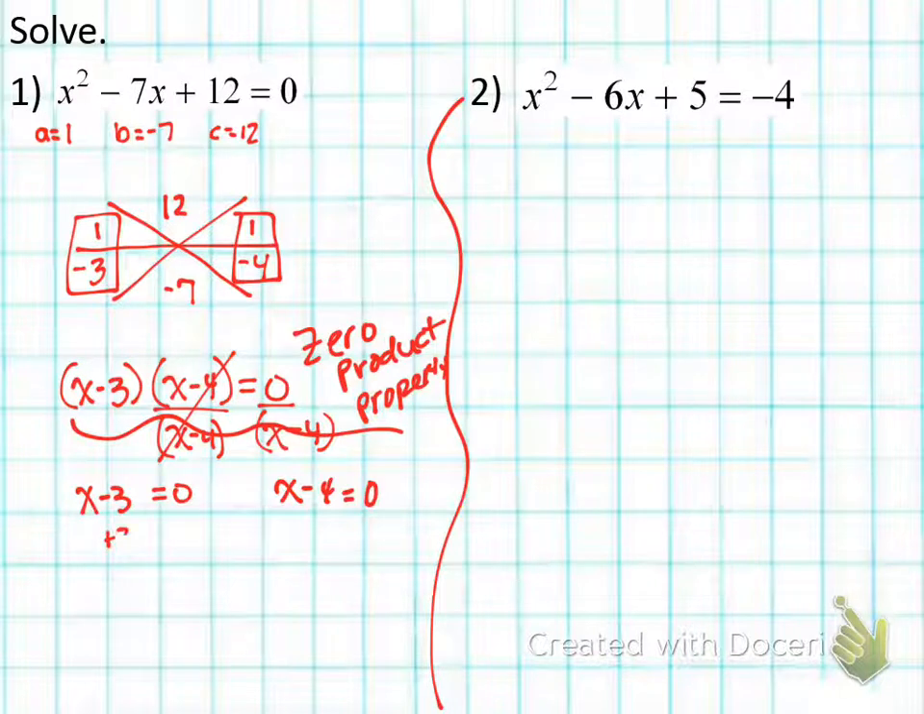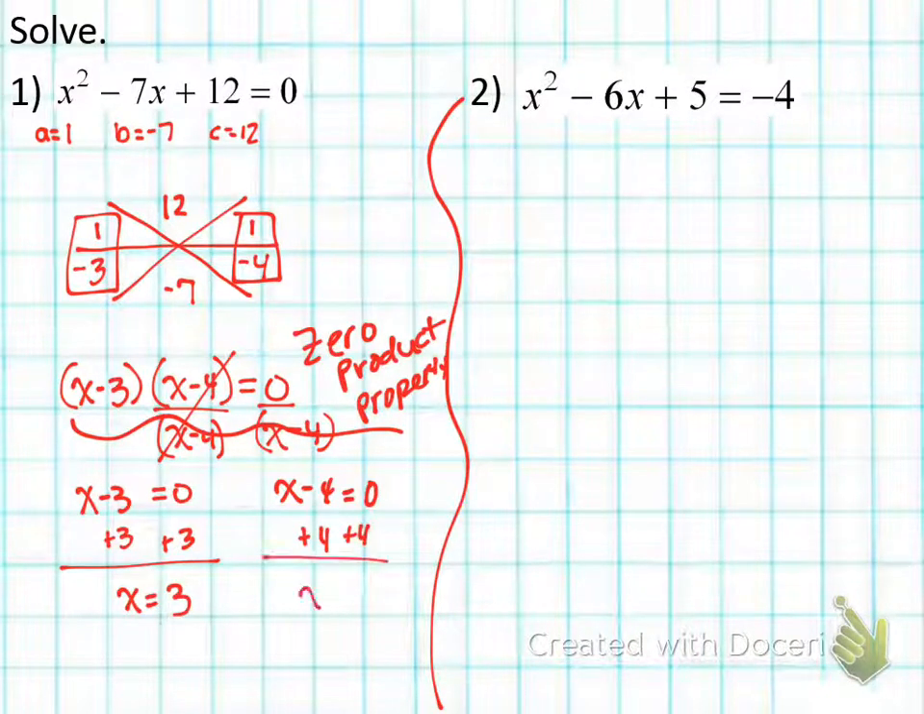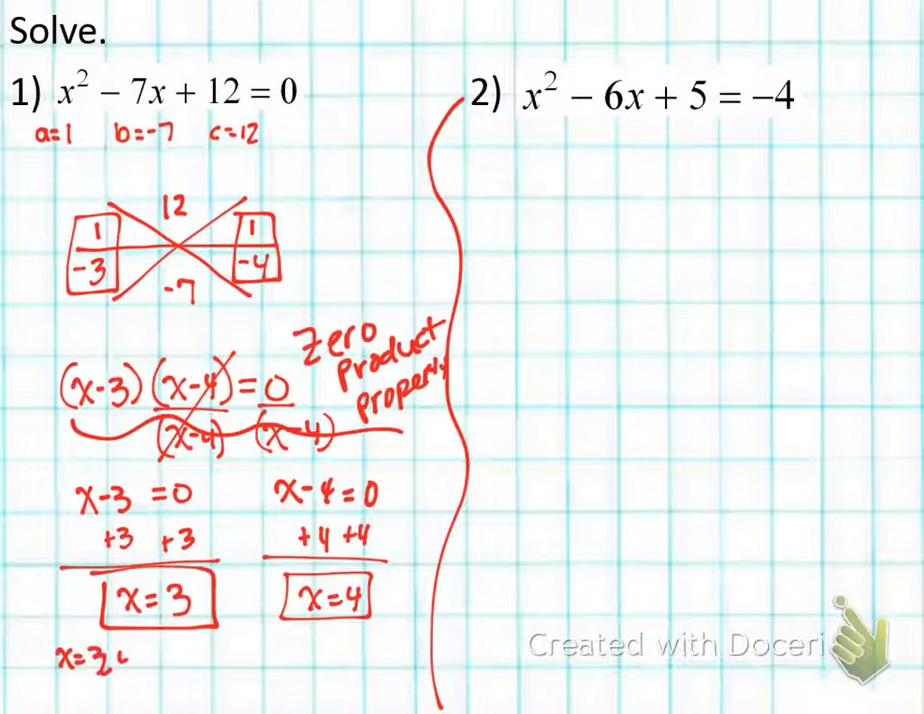Add 3 to both sides here first, so x is equal to positive 3. Over here, add 4 to both sides, so x is equal to positive 4. And that's it. We have two answers. You could write it a few ways. You could write x equals 3, 4. Another way is to have them separately like that. A third way is to write it in set notation, just putting 3, 4.